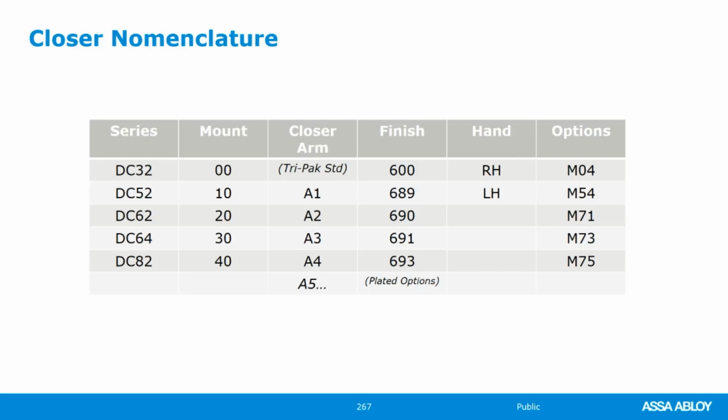The A1, the A2, the A3, specialty arms, all A codes. Our finishes, we can do it in prime coat. We can do it in 689, which is silver, 690, 691, 693, which goes from gold to light bronze to dark bronze. Our handing, if it's a specialty arm, for the Unitrol especially, it's handed, and then our options are at the end. So we build them out that way.